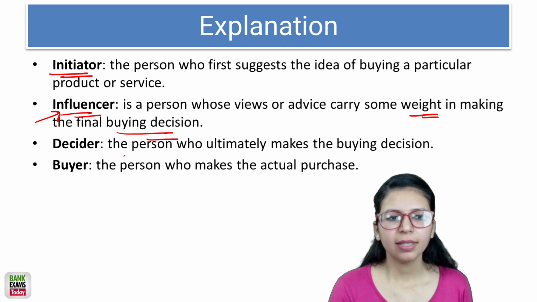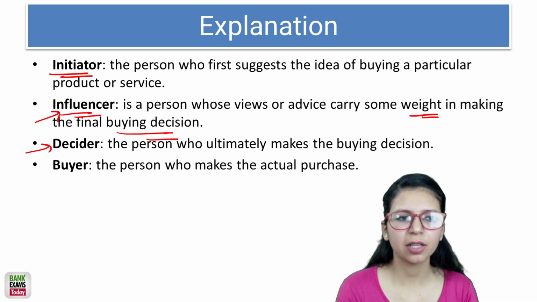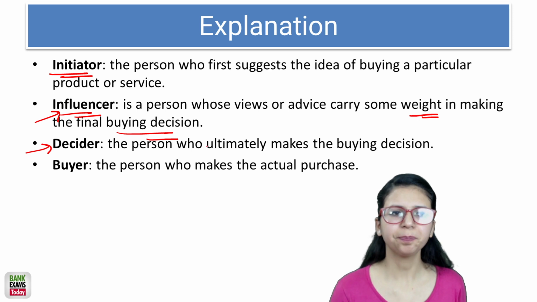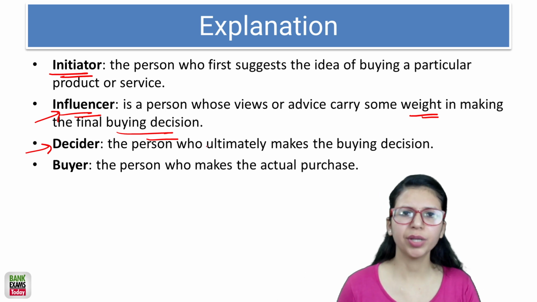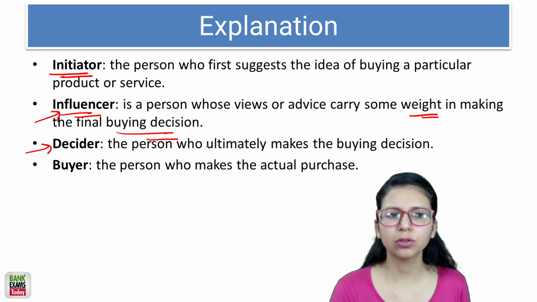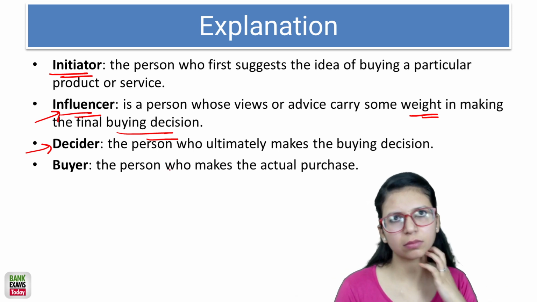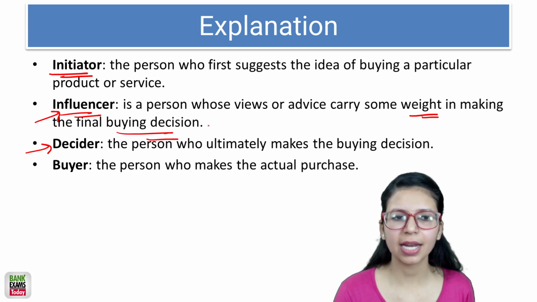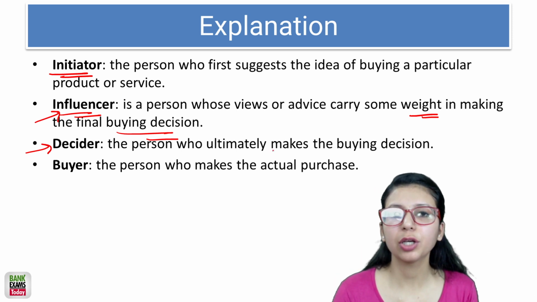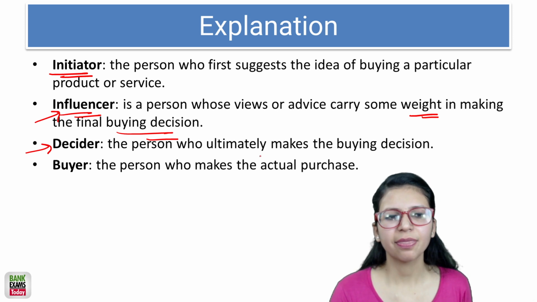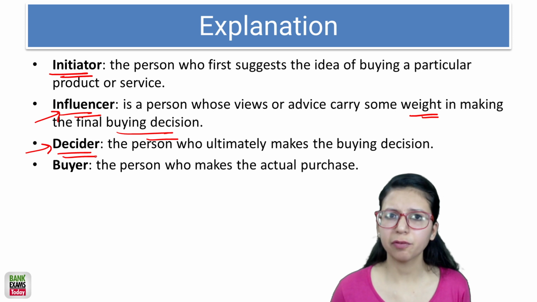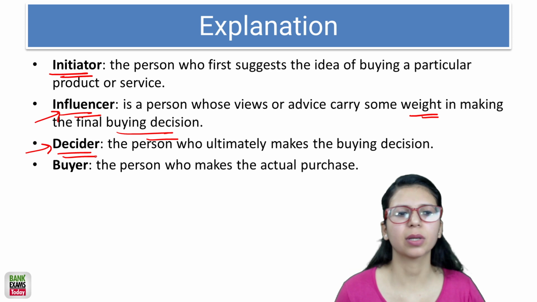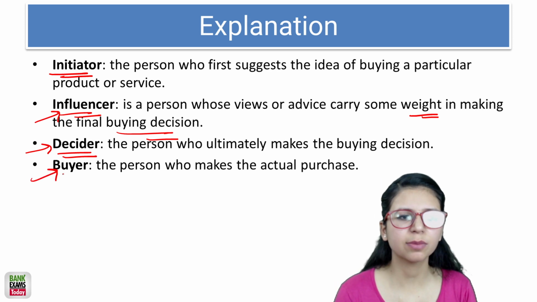Okay, and then finally, the decider. Who is the decider? That can be the same person who initiated, and the influencer can also be the decider. Like, you decided to buy the particular product. So that is what a decider is. It can be altogether a different person, a third person, who is deciding for you that you buy this one. And then lastly, what is the buyer?